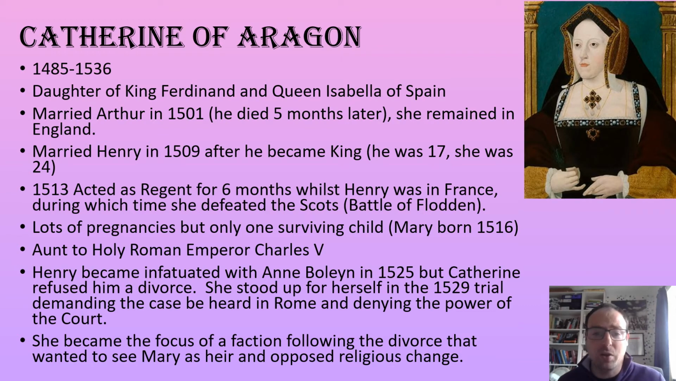She had lots of pregnancies and gave birth to multiple children, but only one survived, which is Mary, who was born in 1516. She was aunt to the Holy Roman Emperor Charles V, who was undoubtedly the most powerful man in Europe at this point in time. And when Henry became infatuated with Anne Boleyn, Catherine refused to give him a divorce. She stood up for herself in the trial in 1529, demanding that the case be heard in Rome, defending not only her position but the position of her daughter, and denying that the court had any jurisdiction or any right to try her.